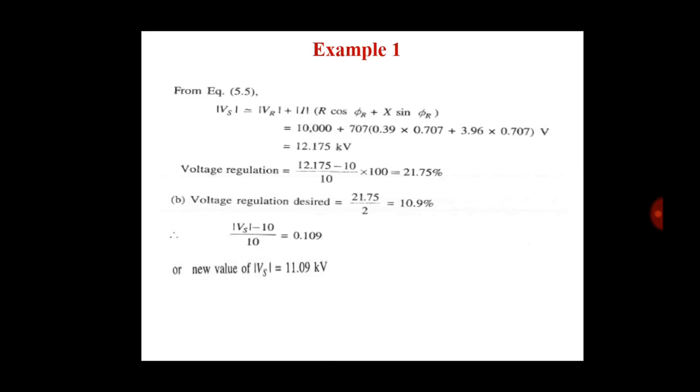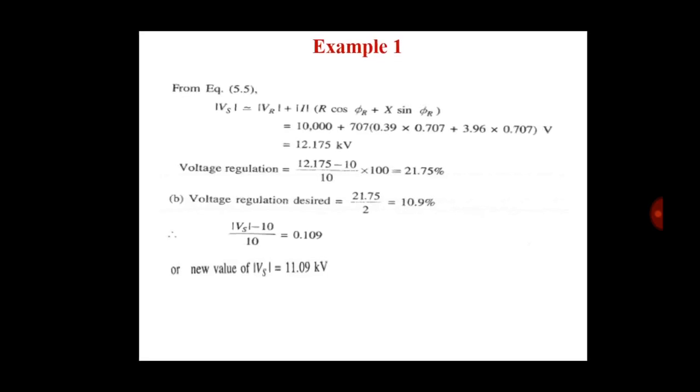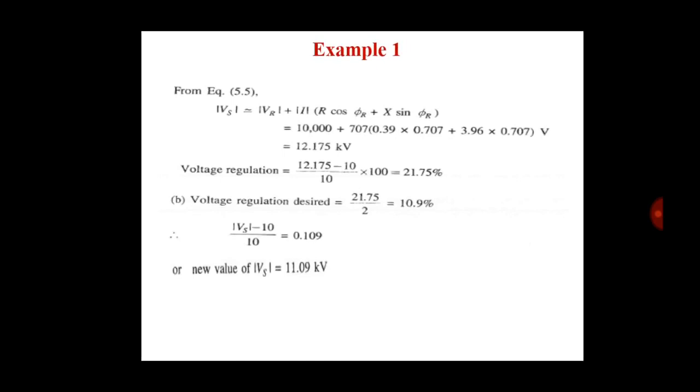Okay, now we find the Vs. Voltage regulation is equal to Vs minus Vr divided by Vr, and the value is given as 0.109. So 10 multiplied by 0.109 plus 10 is equal to the value of Vs, and this value is Vs is equal to 11.09 kilovolt.